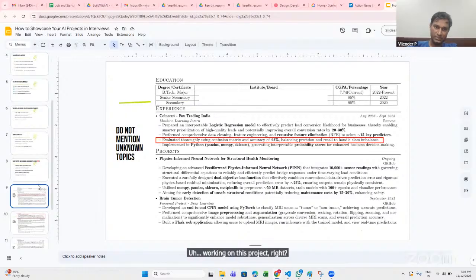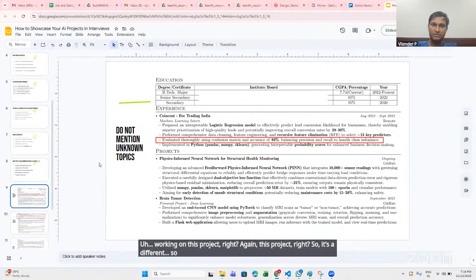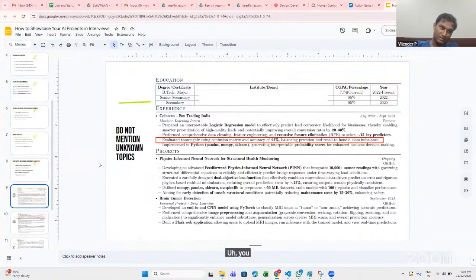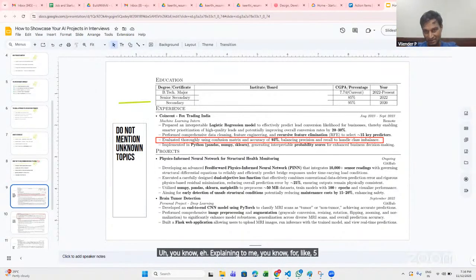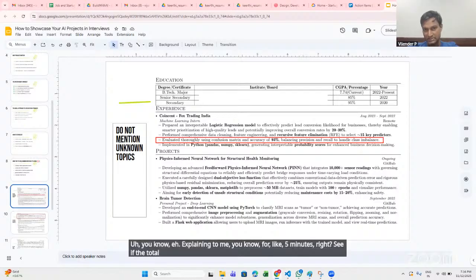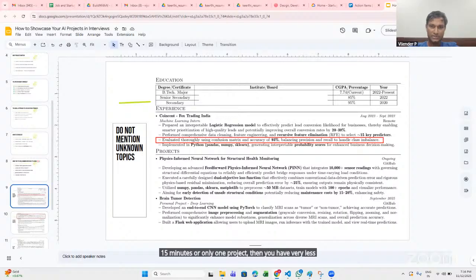Again, with this project, right? It's a different one, so basically in some company they worked on. That candidate was trying to say they're doing something, explaining to me for like 5 minutes, right? See, if the total interview is 30 minutes and you're going to take 15 minutes for only one project, then you have very little time for other projects. So it's better to be clear and explain in a structured manner, because interviewers don't have too much time.